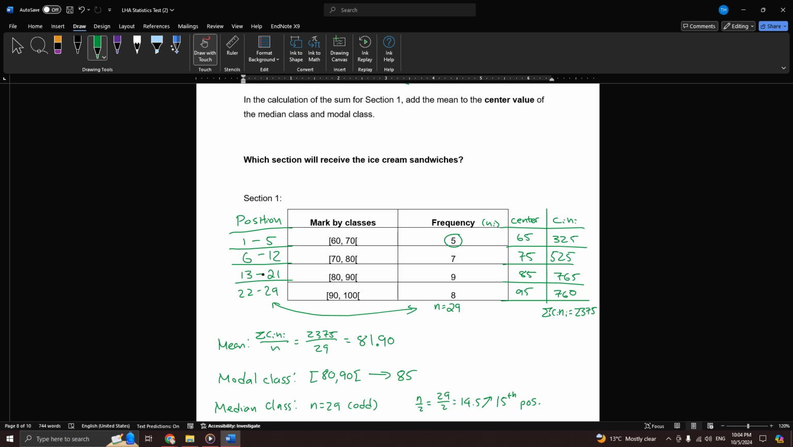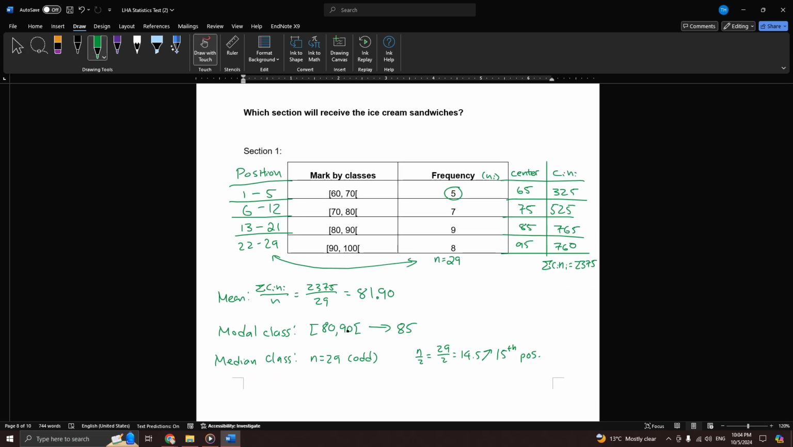So 15th position, where is that going to be? That's going to be between 13 and 21. So my median class is going to be 80 to 90 as well. So 80 to 90. And like before, the center value is 85. So my score for section 1 is going to be 81.9 plus 85 plus 85. That's going to be 251.9. That's my bad. All right, 251.9.